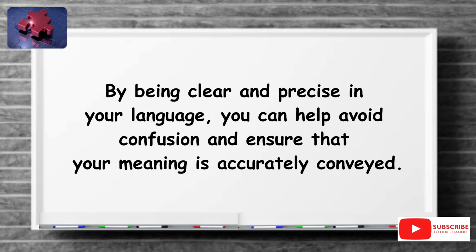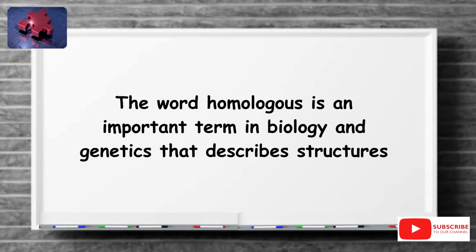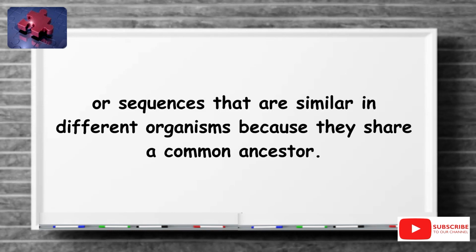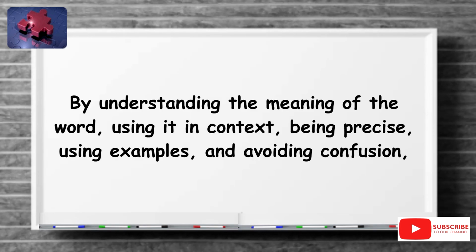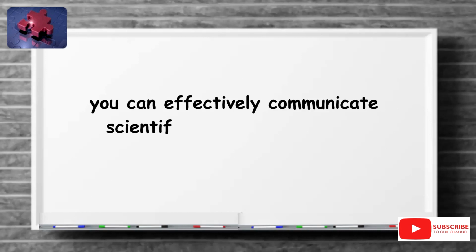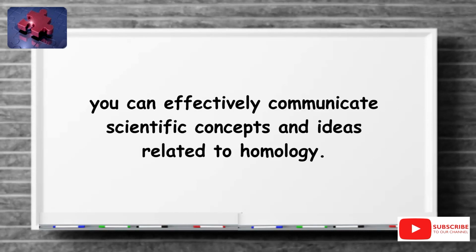The word homologous is an important term in biology and genetics that describes structures or sequences that are similar in different organisms because they share a common ancestor. By understanding the meaning of the word, using it in context, being precise, using examples, and avoiding confusion, you can effectively communicate scientific concepts and ideas related to homology.